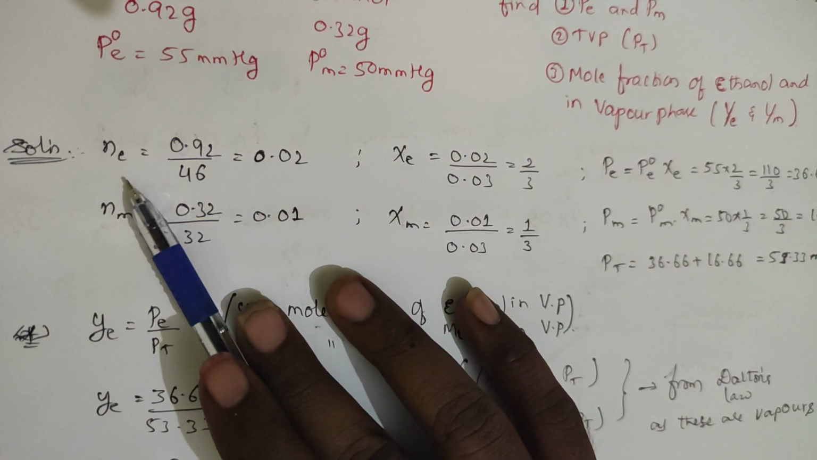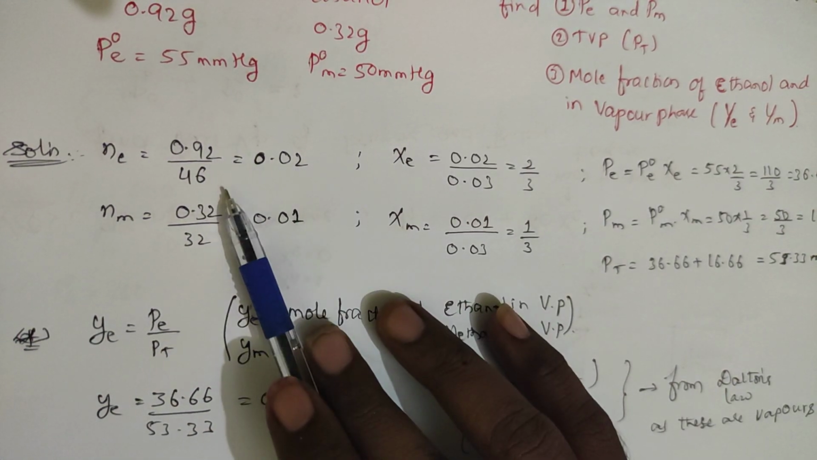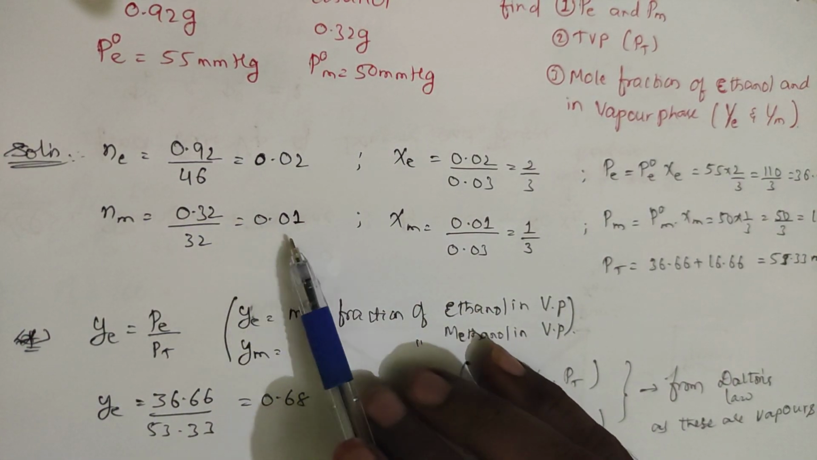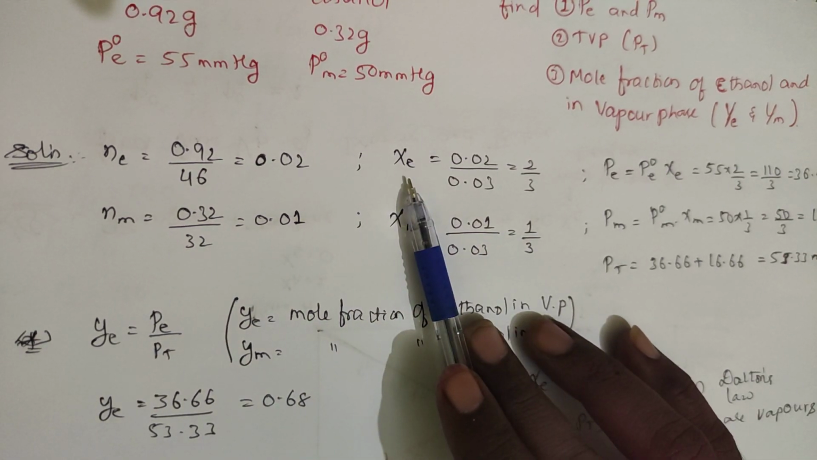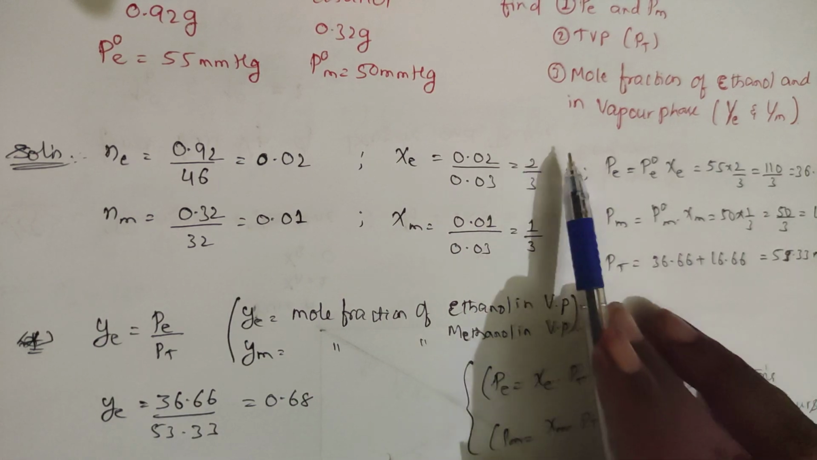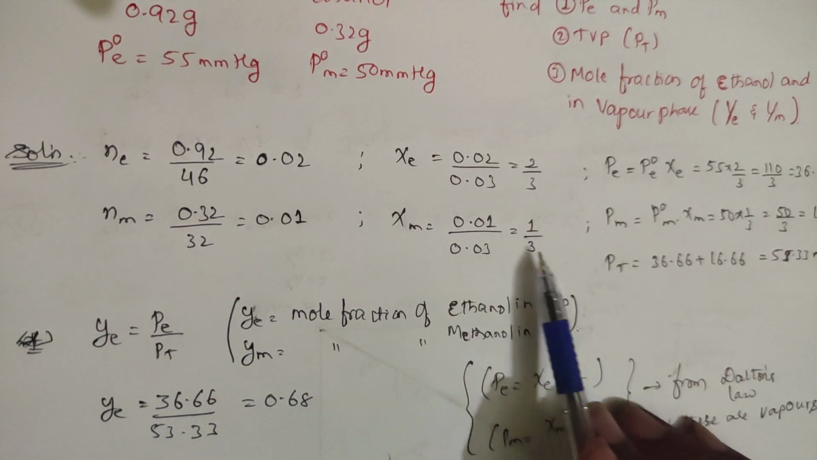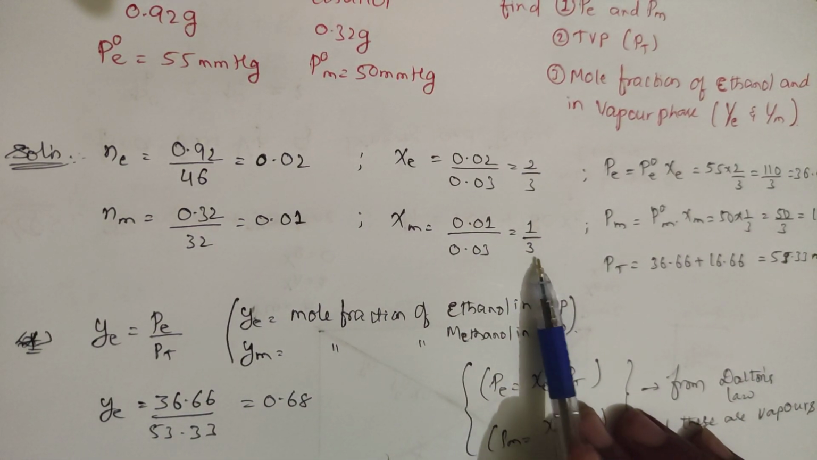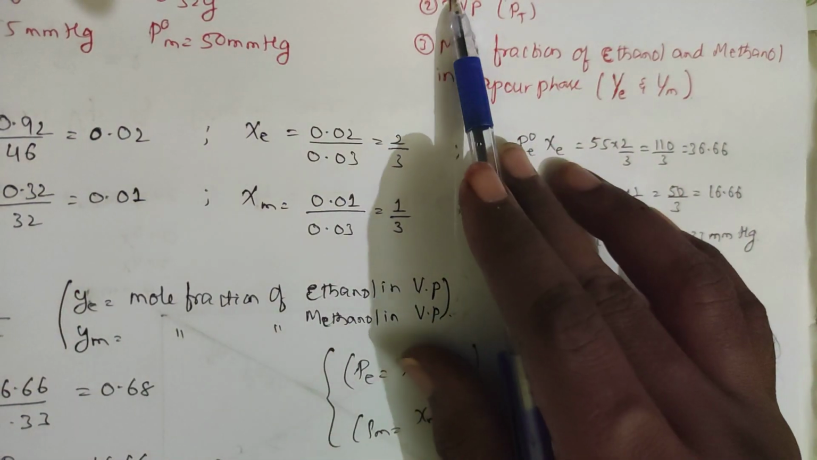Go for the calculation of number of moles of ethanol. It is 0.02 because weight by molecular weight. Number of moles of methanol, weight by molecular weight, this is 0.01. And mole fraction of ethanol will be 0.02 by total number of moles. Combining these two, you will be getting 0.03, that is 2 by 3. If it is 2 by 3, mole fraction of methanol should be 1 minus 2 by 3, it is 1 by 3. And you know that he is asking PE and PM, right?